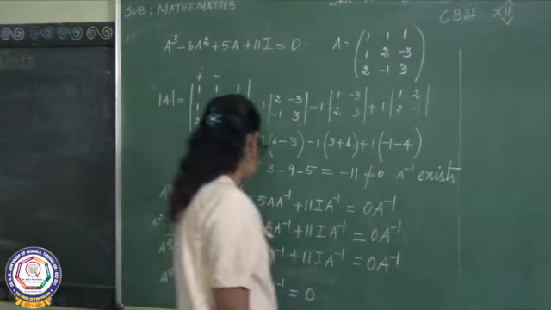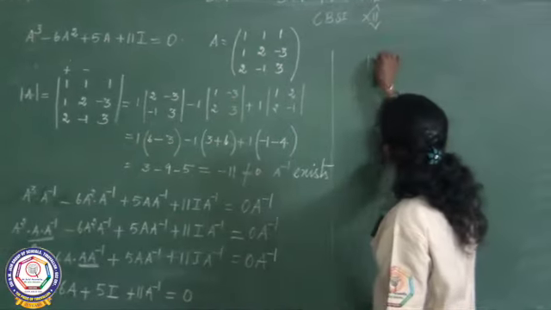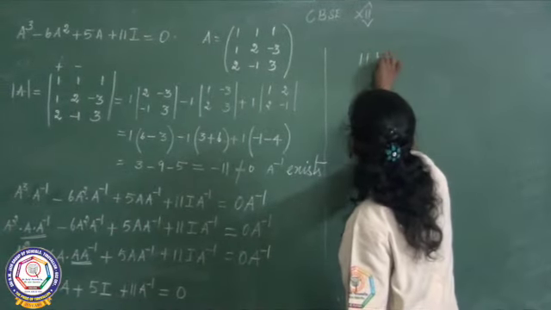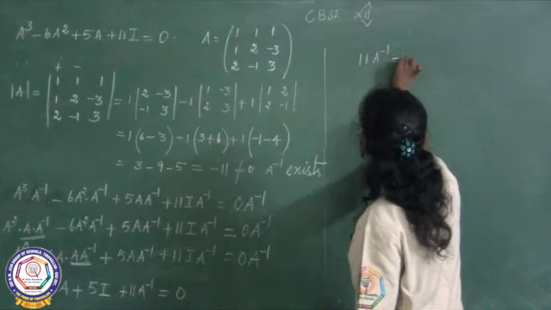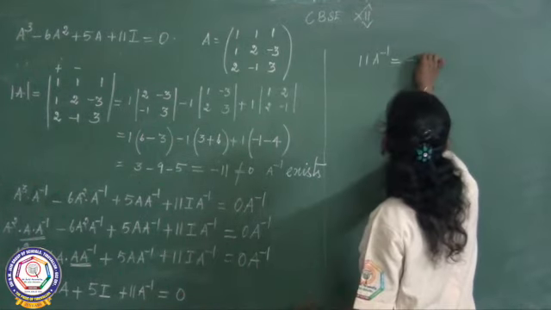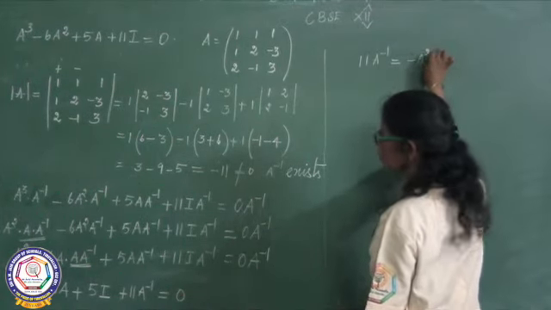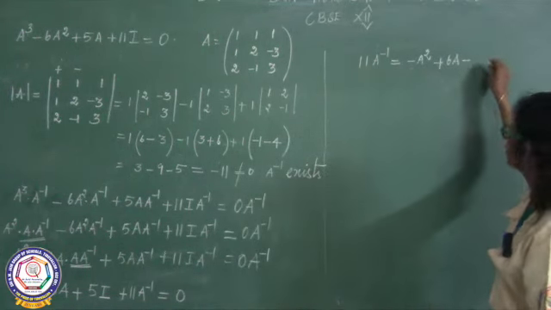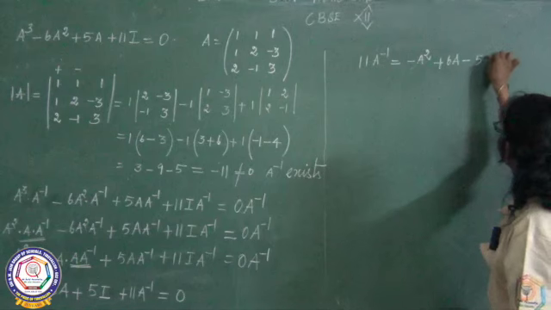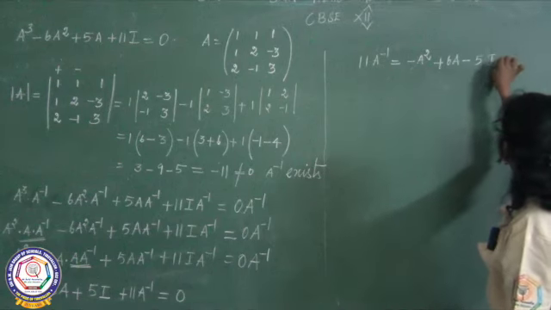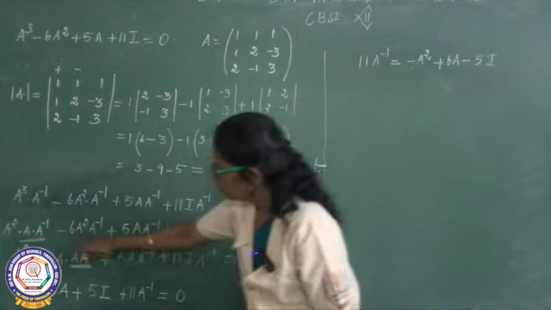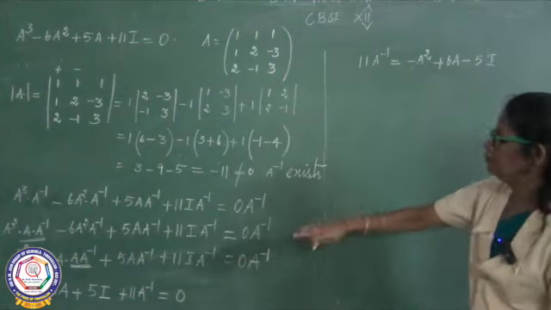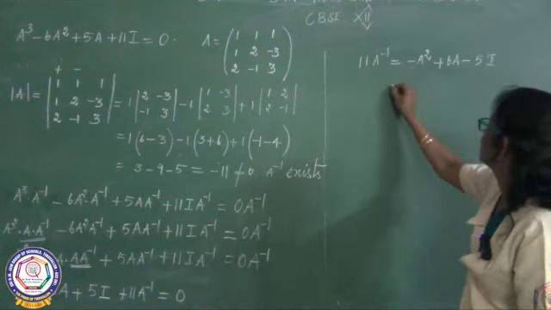Here we need, you want A inverse, so that alone you keep it in the left. 11A inverse equal to minus A square plus 6A minus 5I, right? A square minus 6A plus 5I, the plus 5I becomes minus.